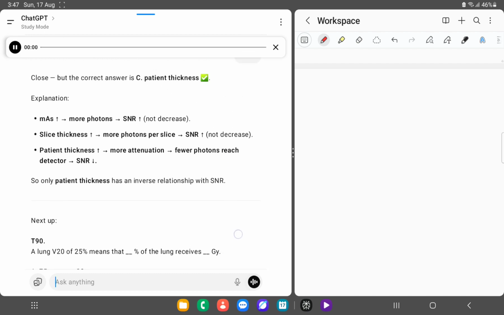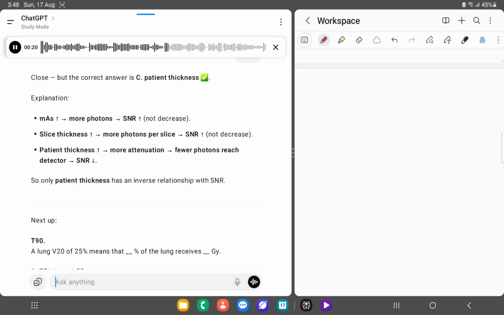Close, but the correct answer is C, patient thickness. Explanation. More mAs, more photons, SNR does not decrease. Slice thickness, more photons per slice, SNR does not decrease. Patient thickness, more attenuation, fewer photons reach the detector, SNR decreases. So only patient thickness has an inverse relationship with SNR.